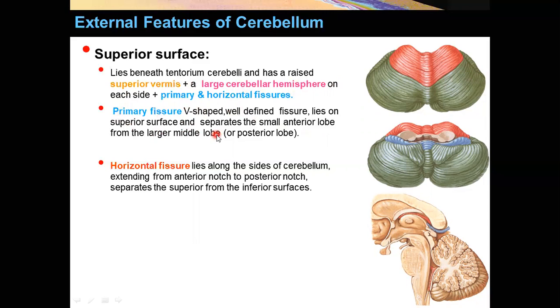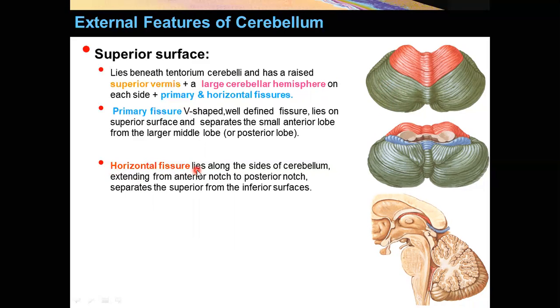The primary fissure is a V-shaped fissure. It is well defined, lies on the superior surface, and separates the small anterior lobe from the larger middle lobe. But mostly we use the term posterior lobe. You can call this the middle lobe because this posterior lobe is located between the anterior lobe and the flocculonodular lobe. So you can call this middle or posterior lobe, but posterior lobe is common to use.